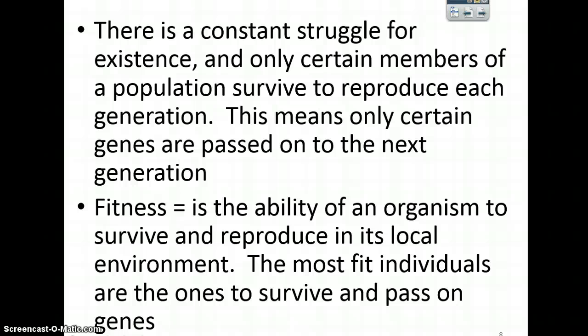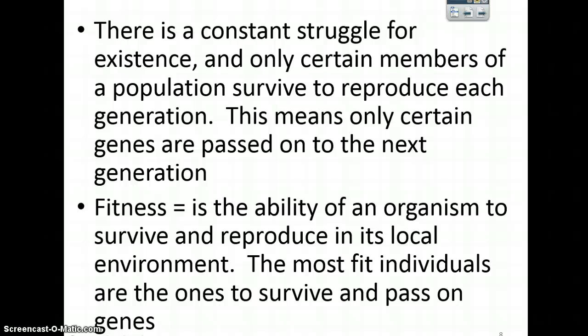This means only certain genes are passed on from generation to generation, and usually it's those good genes, the genes needed for survival. In the biology world, fitness is the ability of an organism to survive and reproduce in its environment. So you may think of being fit as being able to run or jump. Nope, out in the biology world, you have to be able to survive, so you have to have the certain genes, traits in other words, that allow you to stay alive, and then you have to be able to reproduce and have babies. If you can't do those two things, you are not a fit person in the biology world.